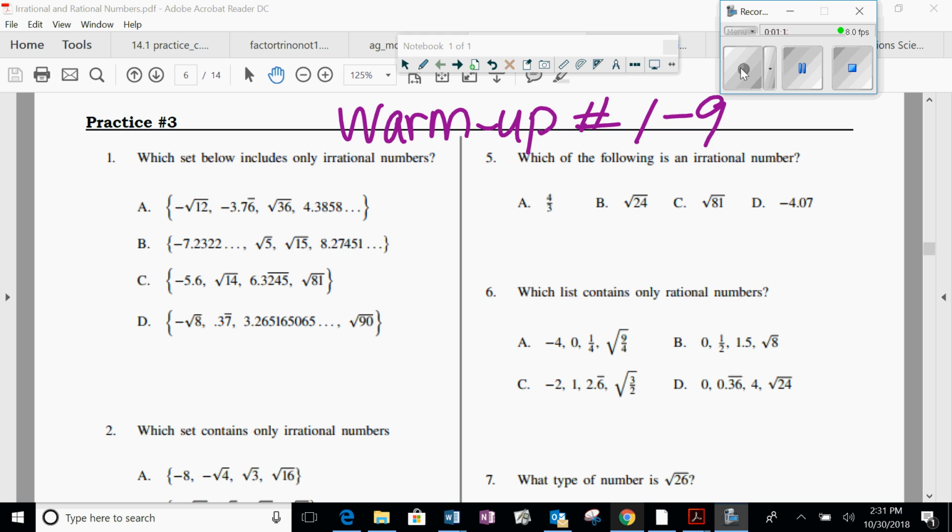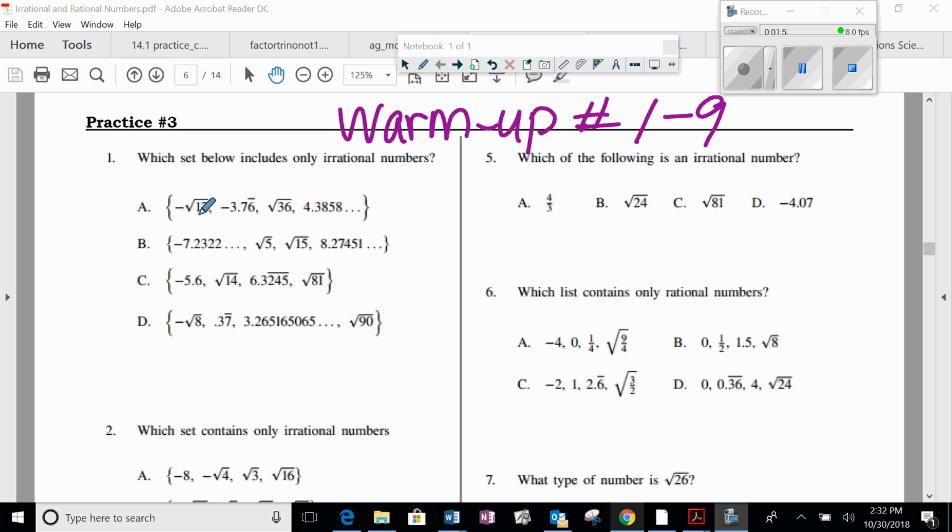So number 1 says, which set below includes only irrational numbers? So I'm not looking for fractions, I'm not looking for repeating decimals, I'm not looking for perfect squares. One of these sets is all irrational. Tell me which one it is. A. Okay, so let's look and see. Negative square root of 12 is irrational because it is not a perfect square. Negative square root of 12 is not a perfect square, so it is irrational.